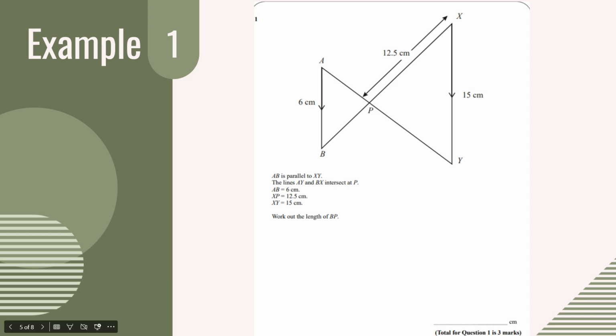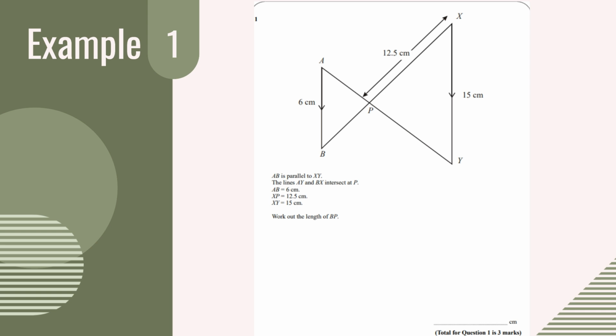So, with our first question, AB is parallel to XY. The lines AY and BX intersect at point P. AB equals 6 cm, XB equals 12.5 cm, and XY equals 15 cm. We are asked to work out the length of BP.